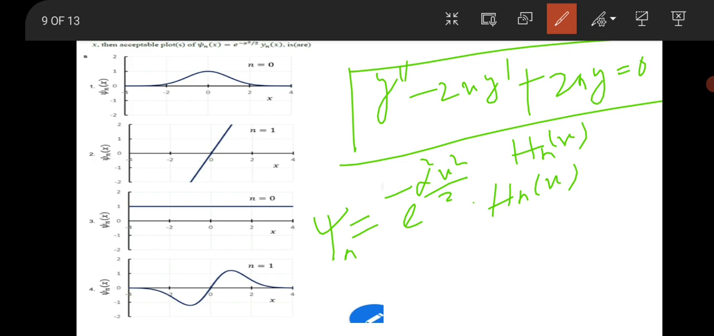The question is: which is the acceptable plot for the function e to the power minus x square by 2 into Hn(x)? Here Hn(x) is replaced by Yn(x) because Yn(x) is the solution to the given Hermite differential equation, and I take the Hermite polynomial Hn(x). Then you know the number of nodes in the wave function or the Hermite polynomial depends upon this n. As you see in quantum harmonic oscillator, the number of nodes is equal to n.